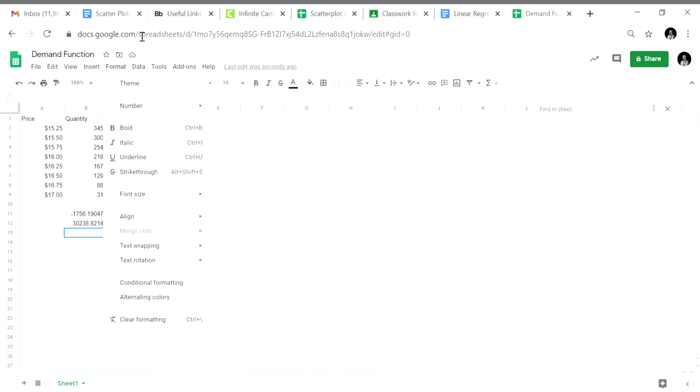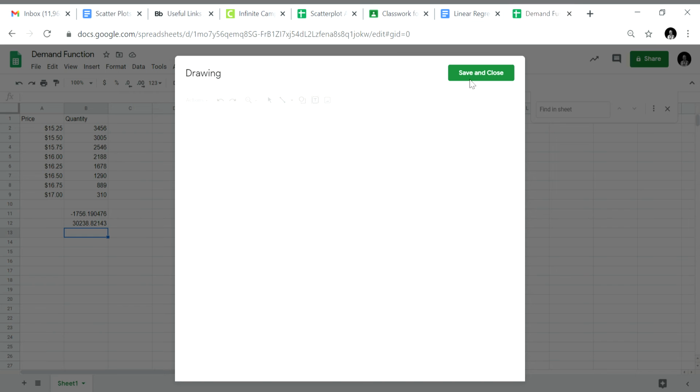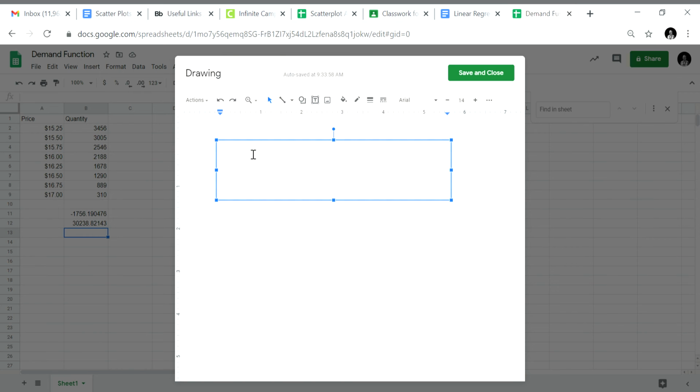insert drawing text. The demand function is quantity equals negative 1756.19, let's round off to 2 decimal places, P plus 30,238.82.